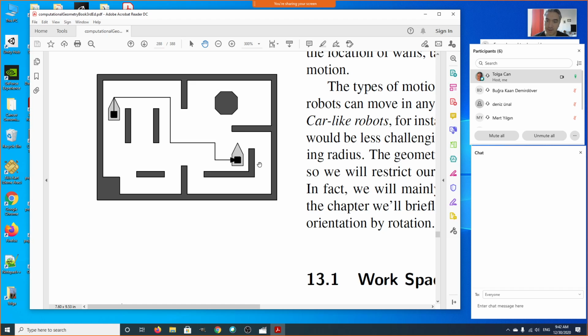The main thing that will be introduced in this chapter is some terminology in robotics, like the configuration space, and what happens when we have a polygonal robot instead of a point robot. How does the configuration space change? So the terms workspace and configuration space are introduced.